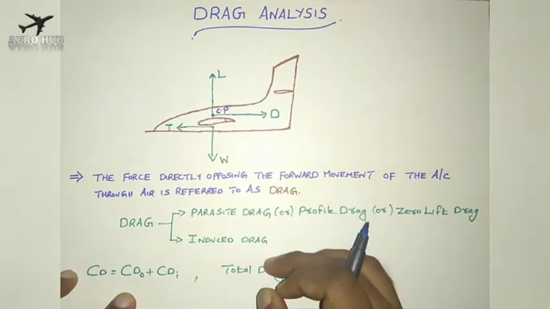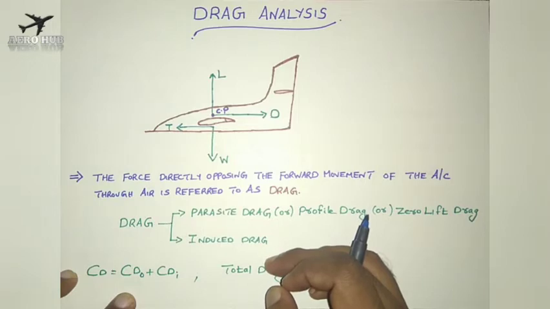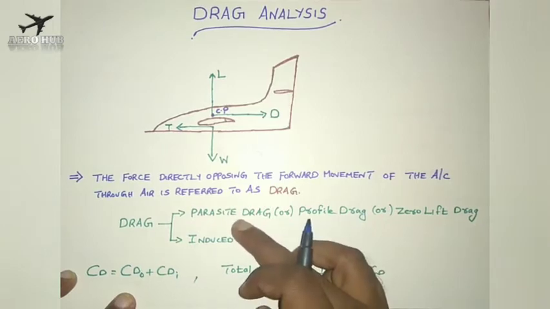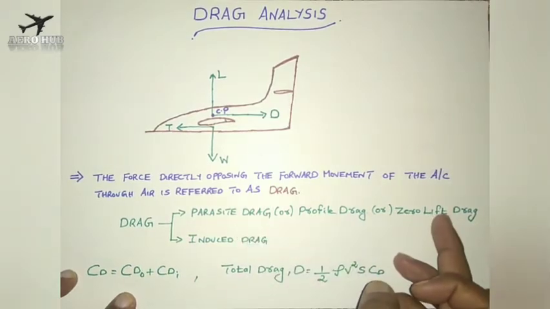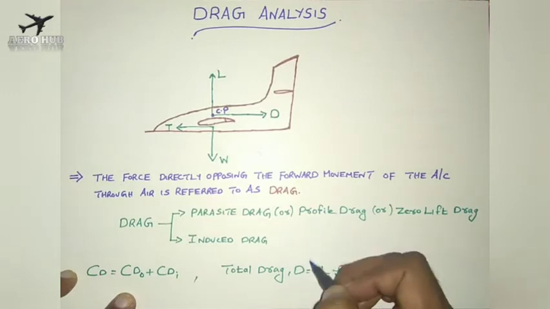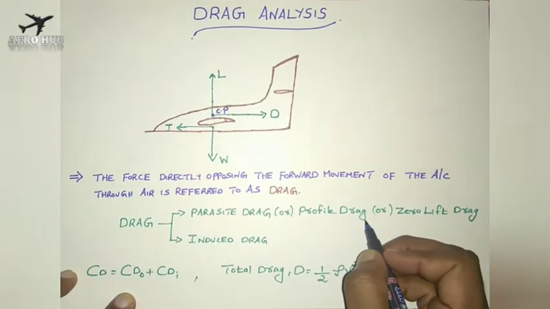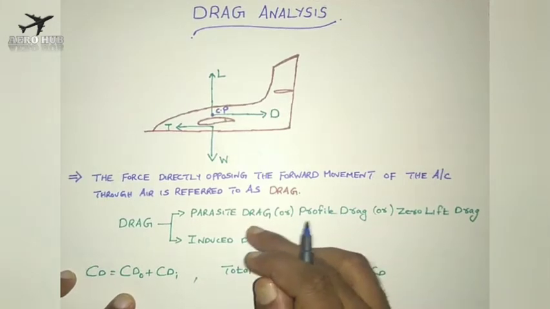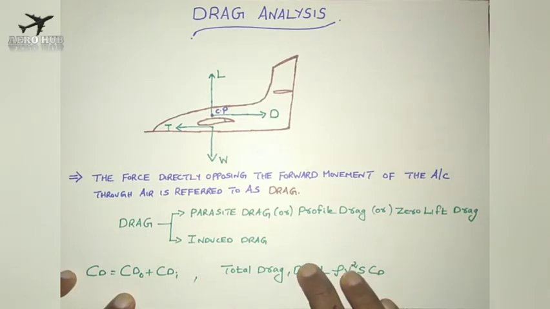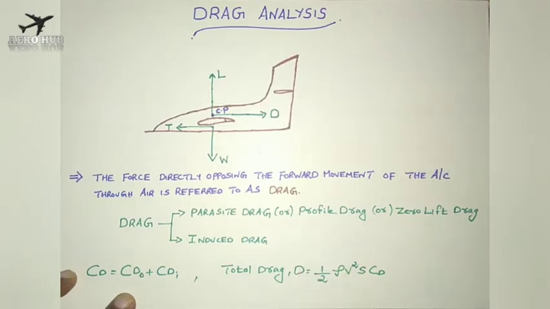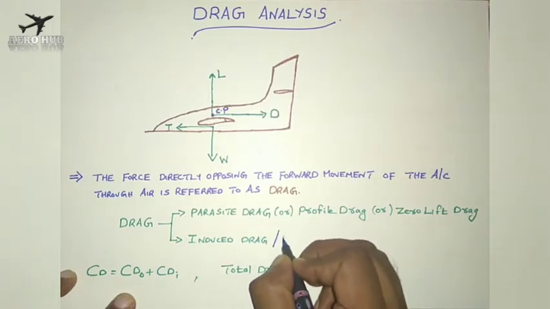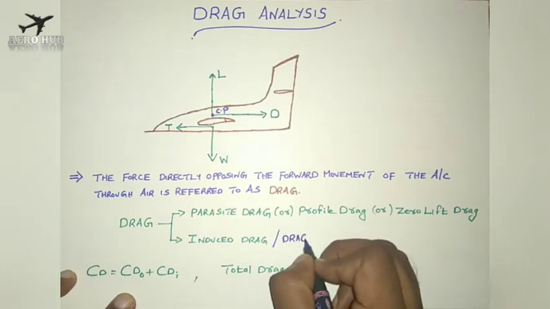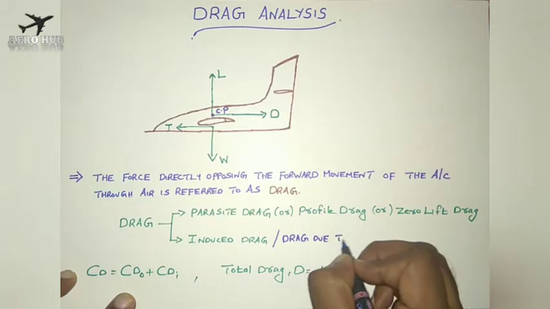And we are discussing about different types of drag. Basically, for an aircraft, there are two types of drag. First one is called parasite drag. It is also called zero lift drag and also called profile drag. Okay, and this drag is due to there is no lift, while the drag produced due to no lift is called zero lift drag or profile drag or parasite drag. Okay, and induced drag, it is also called drag due to lift.